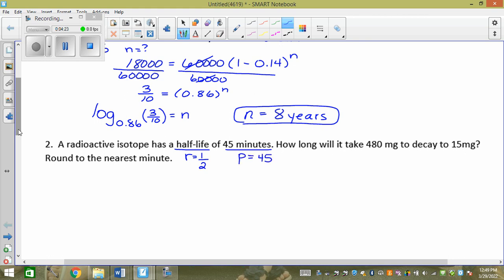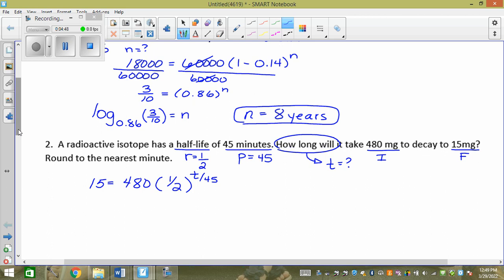How long will it take 480 milligrams to decay to 15? So they gave me I and they gave me F, and they want to know how long to reach final. How long to reach final is t. So we're going to get final, which is 15, equals initial, which is 480, times 1/2 to the t over p, t over 45.